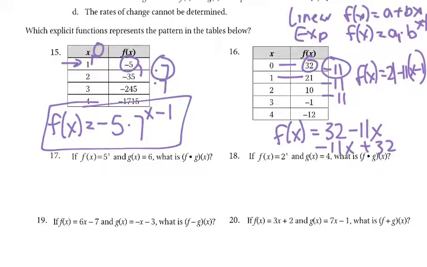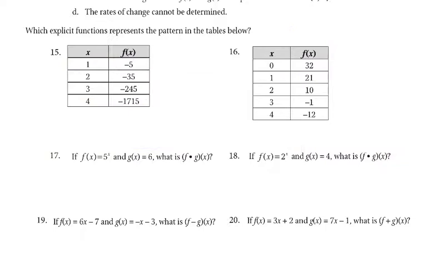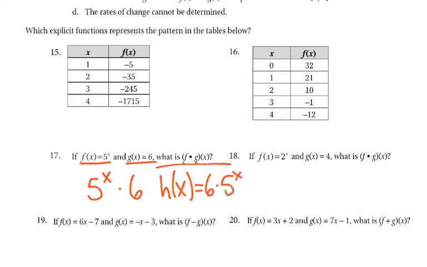Now 17, 18, 19, and 20, we are dealing with transforming those functions. We've got two that we're multiplying, one that we're subtracting, one that we're adding. So to multiply, we take our two functions, f of x and g of x. So I go 5 to the x times 6. Now, does 6 have an x? No. So can we times 5 and 6? No. So we just rewrite it as 6 times 5 to the x, and that's it. That's all we can do.